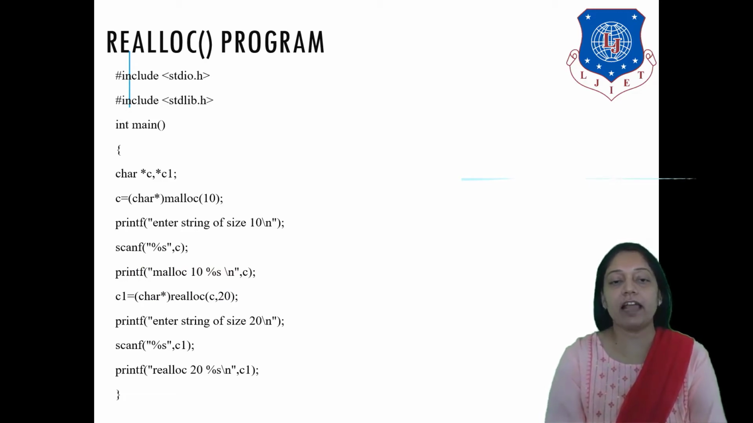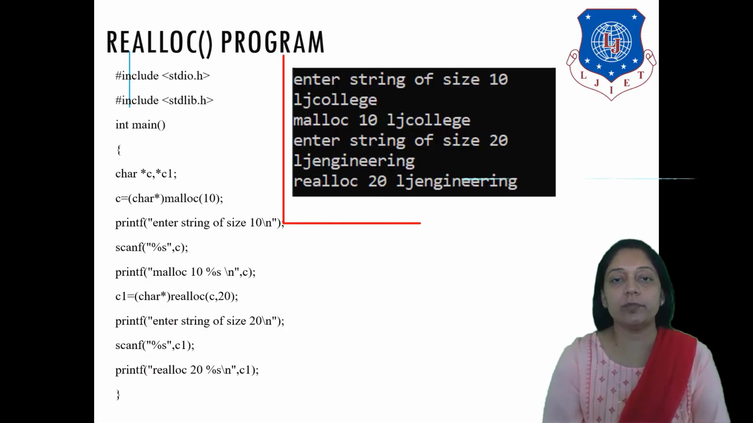I want to input some value inside this, so use scanf again: scanf("%s", c1). The value would be stored in c1, and if you want to display it, simply use the printf statement. Once you do this, this would be the output.